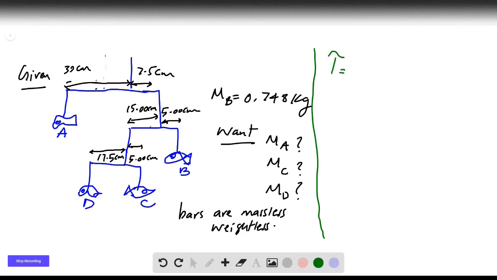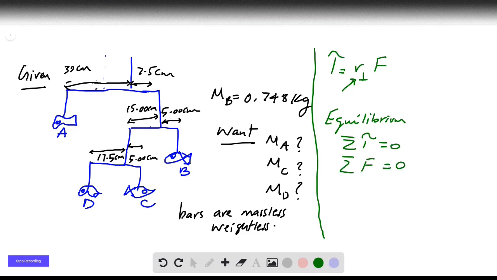Remember, torque is defined as the perpendicular distance times the force itself. The system is in equilibrium, so that means the sum of torques about any point is 0, and also the sum of forces is equivalent to 0. It's a hanging system with all those units that were given.